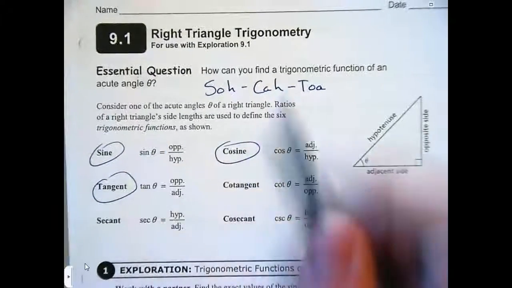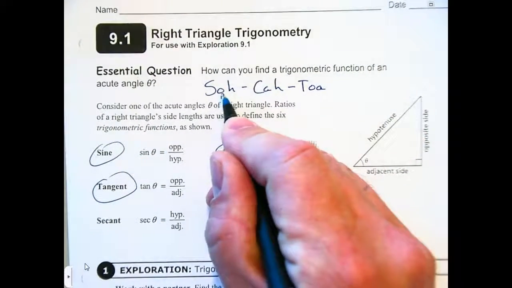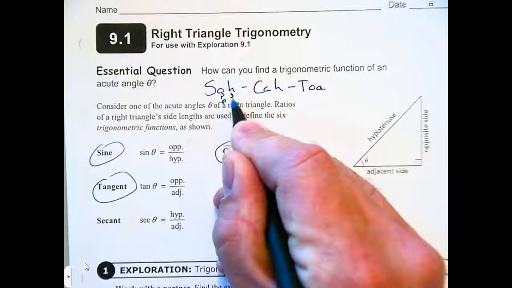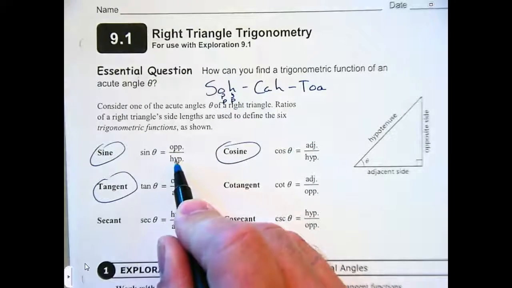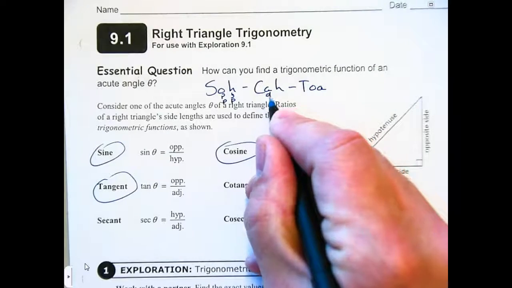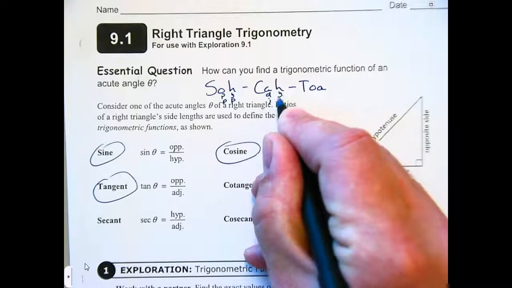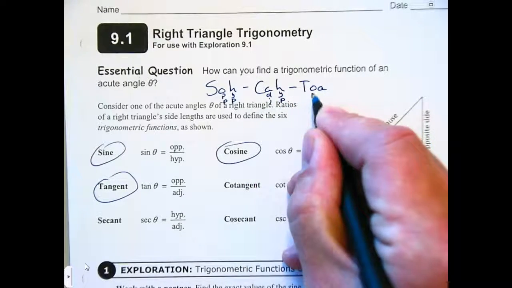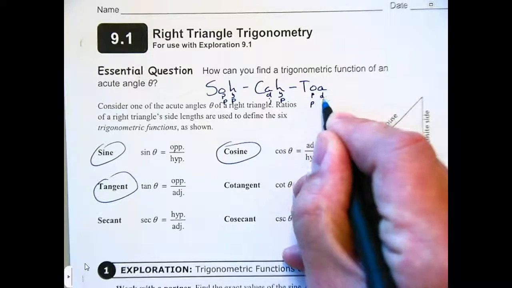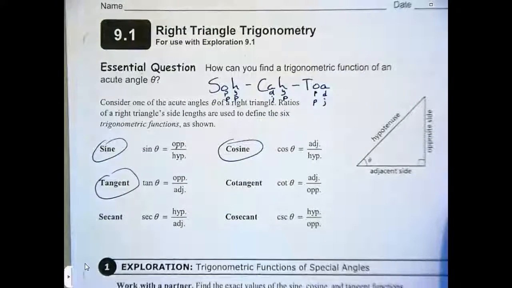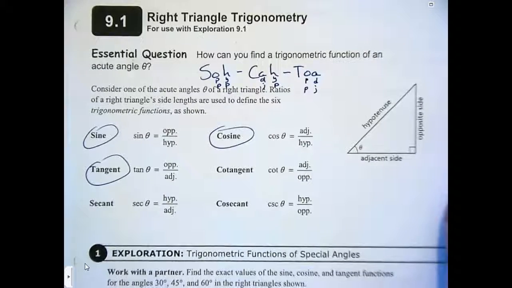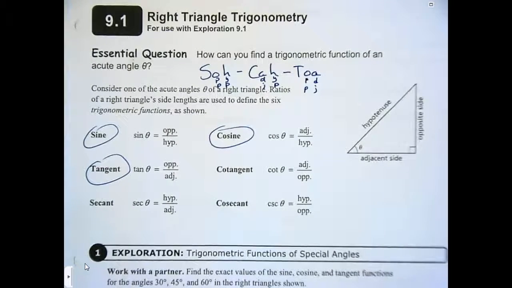Sine is equal to the opposite over the hypotenuse. Cosine is equal to the adjacent over the hypotenuse. And tangent is equal to the opposite over the adjacent. Now, I'm assuming I'm not telling anyone anything brand new yet. Is that correct? Okay.